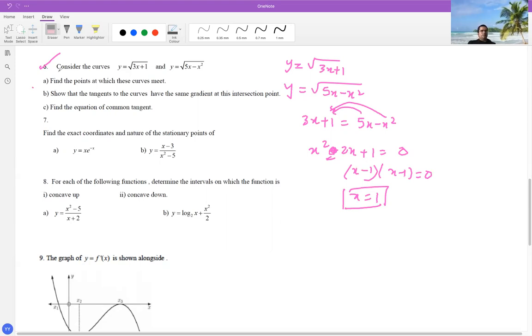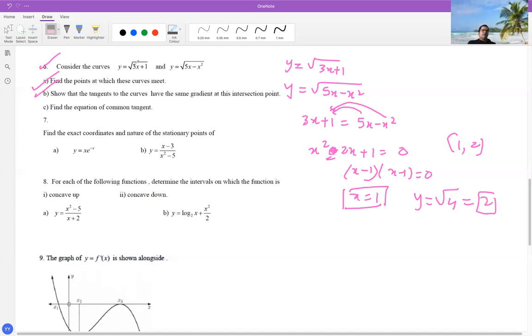Once we have x is 1, the next step is to show that the tangent to the curve is the same. There's only one point where they meet. When x is 1, y is root 4, and if you plug in anywhere you'll get the same answer, which is nothing but 2. So the coordinate of intersection is (1, 2).